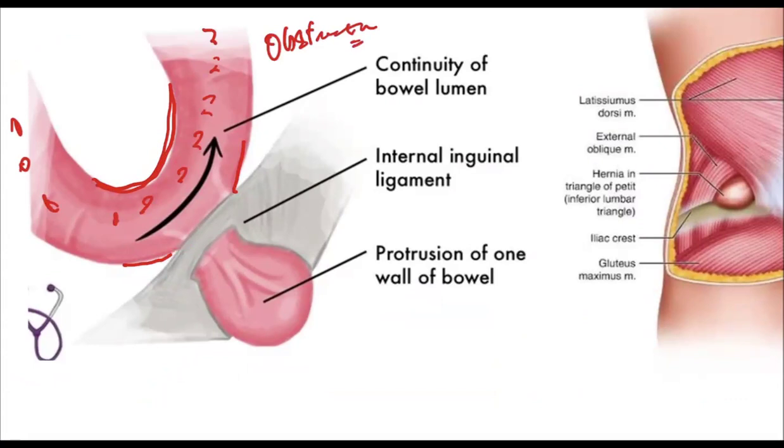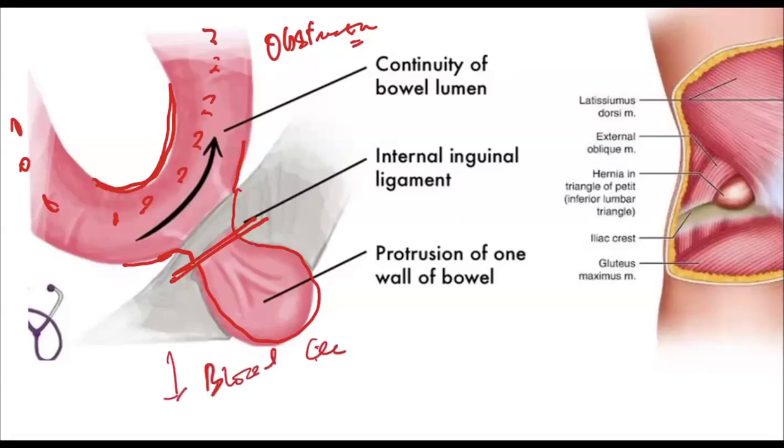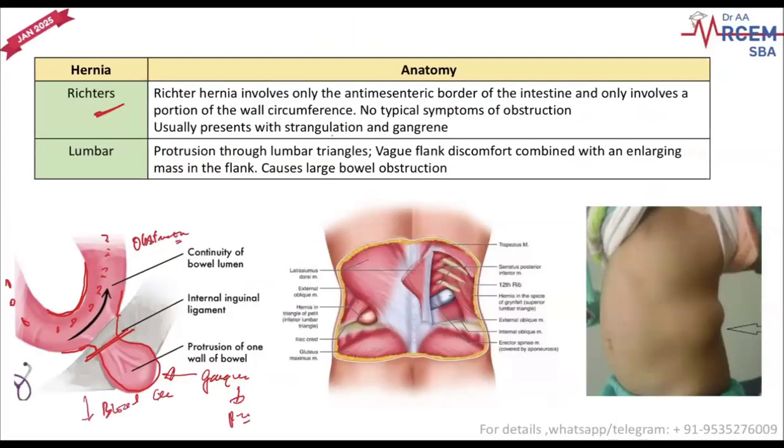But what happens? One part of the wall of the bowel which is herniated, over time there can be strangulation. Strangulation will result in reduced blood supply. Reduced blood supply will cause gangrenous changes. Okay, gangrenous changes can result in perforation. So most of the time, how do they present? They present with strangulation and gangrenous changes, which is the most typical presentation. They do not present with an abdominal obstruction. That is the important differentiating factor in Richter's hernia.